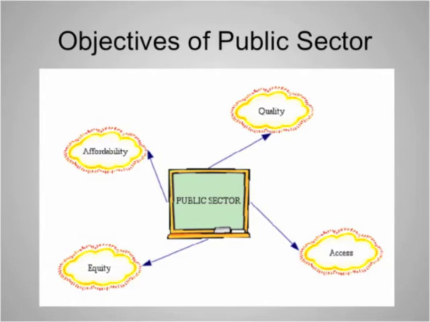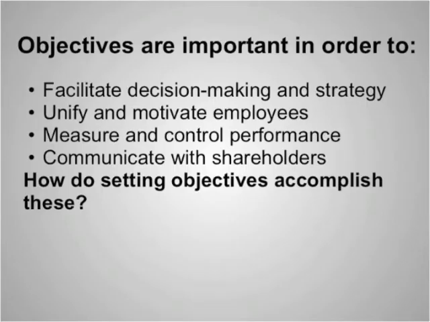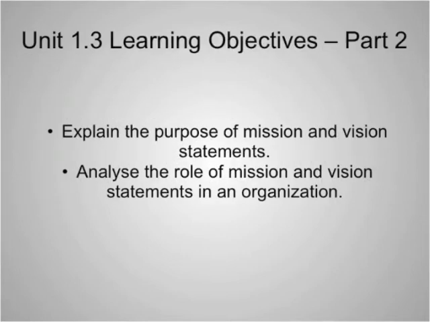Objectives for a public sector are usually creating social and economic benefits for the community rather than profits. Their aim is to create employment, and there are some industries where the initial investment or capital required is high, and that's when the government takes the initiative to fulfill those needs for the nation. Objectives are important in order to facilitate decision-making and strategy, unify and motivate employees, measure and control performance, and communicate with shareholders.